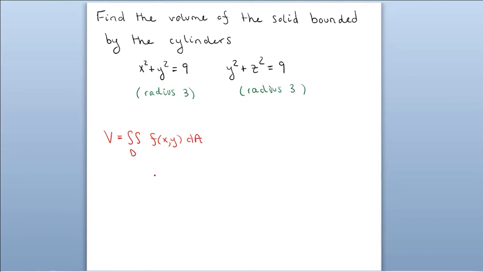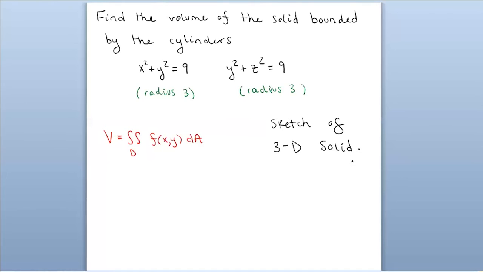So remember that this is the volume below the surface z equal to f of xy and above the general region D. So I'm going to try to make this formula work out for me. What I'm going to do is first sketch this solid that I get when it's bounded by the cylinders. So, a sketch of the 3D solid.